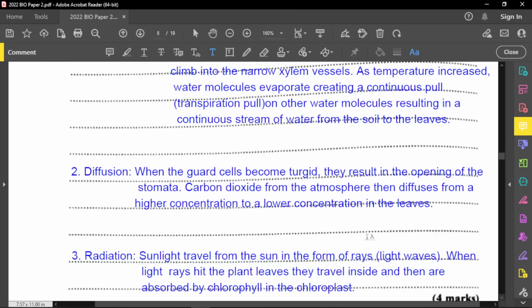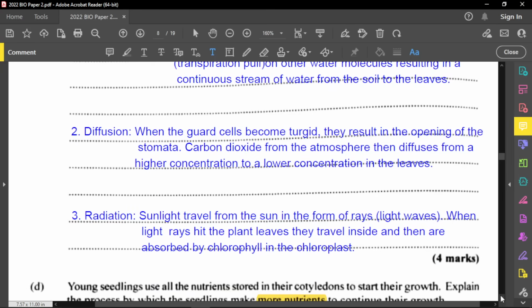Now, radiation is another process here, and they ask you for two. I give you the three that are possible. And so radiation is a process by which sunlight travels from the sun into the leaf, and this is done in the form of rays or light waves.